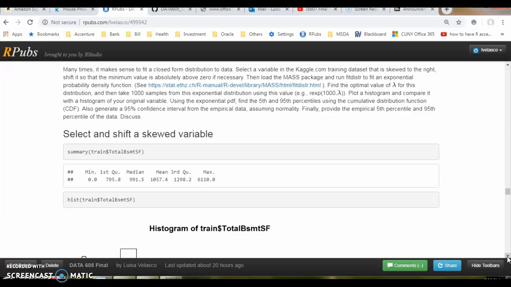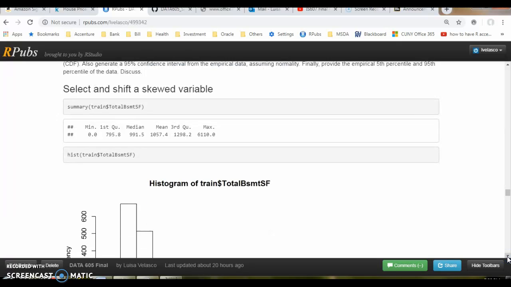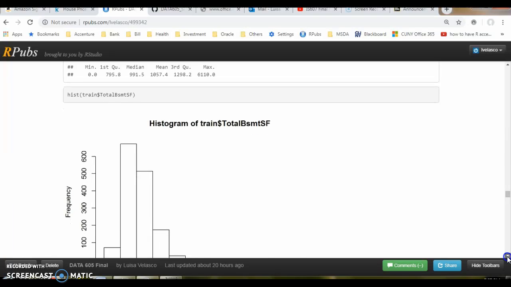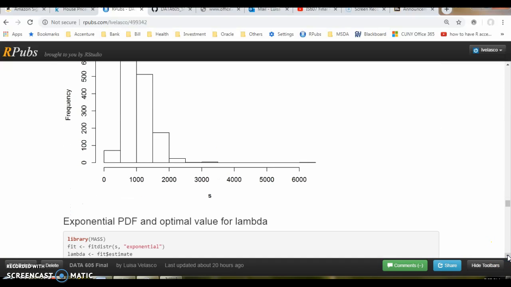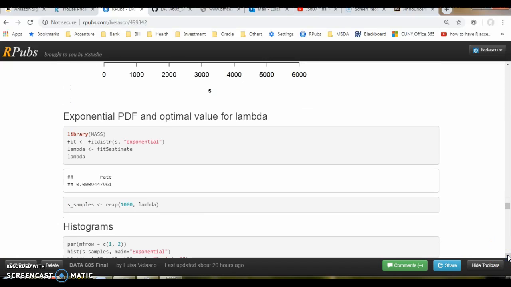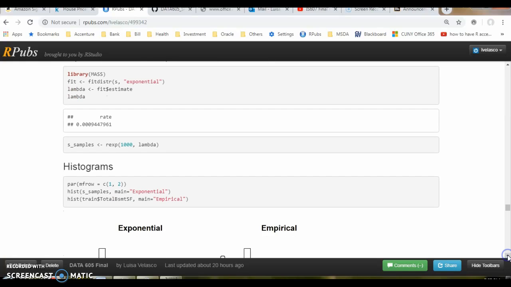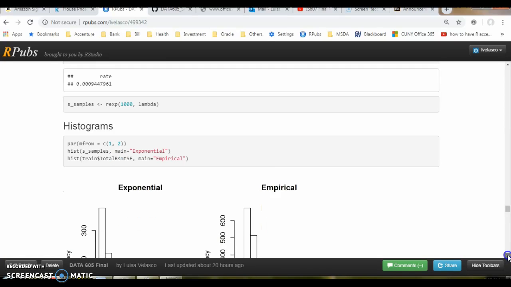For the calculus part, we selected a skewed variable. I selected total basement, and then I transformed this variable and put it in X. I added one to each value to shift it above a minimum of 0, and we fit an exponential probability distribution with lambda and got 8,000 samples.